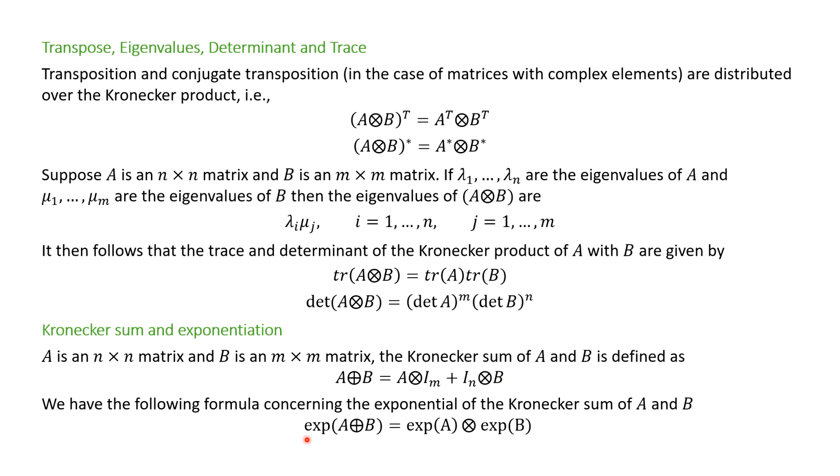Then if you take the exponent of the Kronecker sum of A with B, it's actually the exponent of A Kronecker product with the exponent of B.